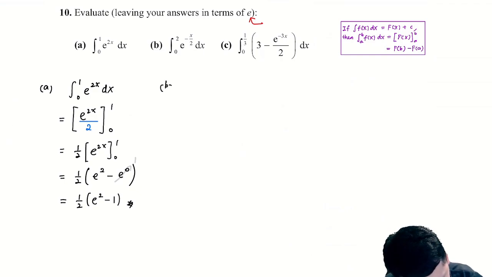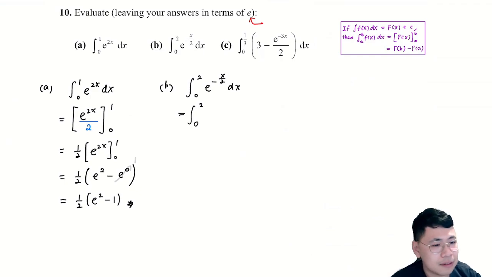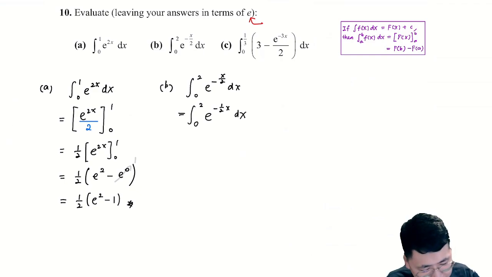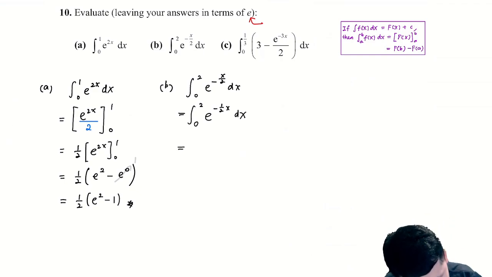Okay, next for part B. Now here I'm going to integrate e to the power negative x over 2 dx, but let me rewrite this in an easy to see form. So this will be e to the power negative half x dx. It's just about writing it, to separate the fraction out with the x. Okay, so with this, very easy already. So we have e to the power of negative half x. Because of the reverse chain rule, I will need to divide by negative half.